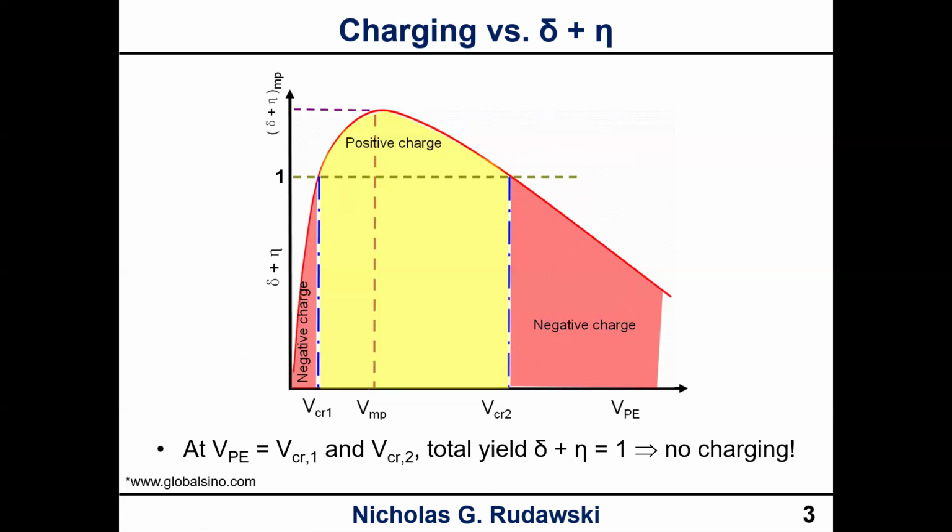So again, when your primary energy voltage is equal to critical voltage 1 or critical voltage 2, your total yield is 1 and you have no charging. Now, obviously that sounds great, but in theory it's very hard to figure that out, and you may not have the ability to dial that into your microscope anyway. You may only have set voltage steps that you can use. In practice, it's a little hard to actually find the appropriate voltage to prevent that from occurring.